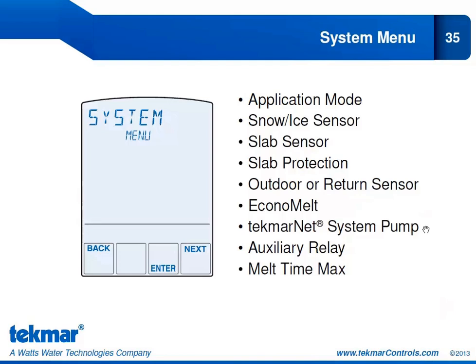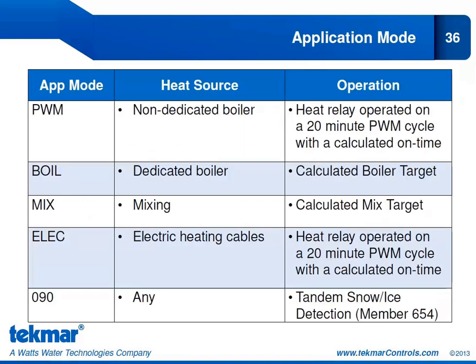You will also specify whether or not you need the TechMar system pump to operate during snowmelt. You will specify if your auxiliary relay is operating a system pump or if it is operating an alert device. And you can specify your melt time max. So we talked about the application mode already. We'll revisit this. There are 5 different application modes.